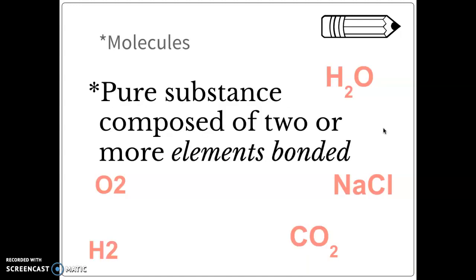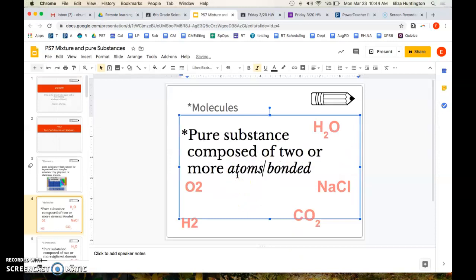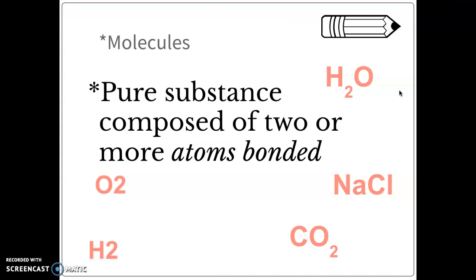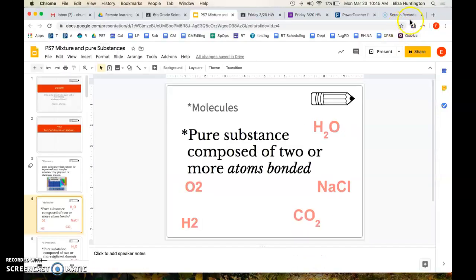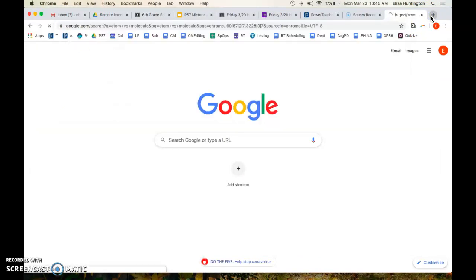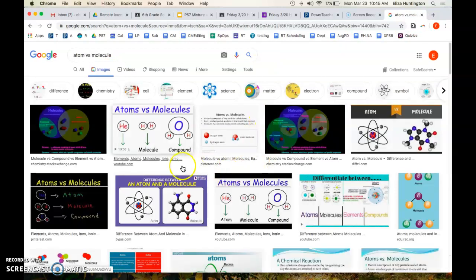All right, molecules are a pure substance composed of two or more atoms bonded together. I think this is actually easier if we can look at a picture. So we're going to do that. Let's see if there's anything good here. All right, perfect.